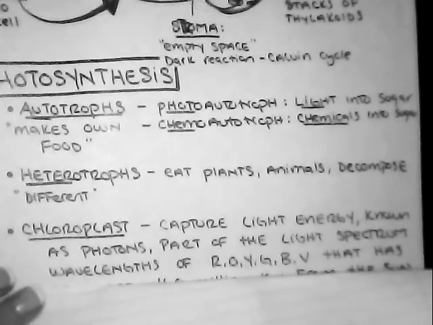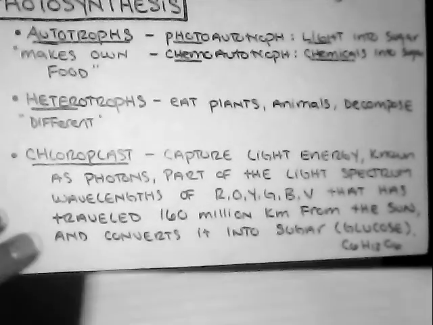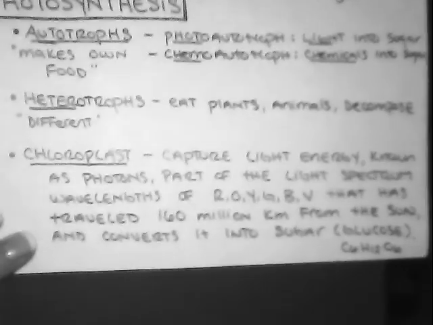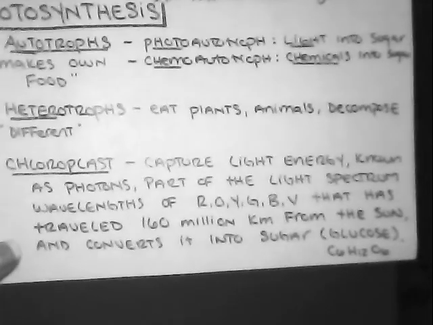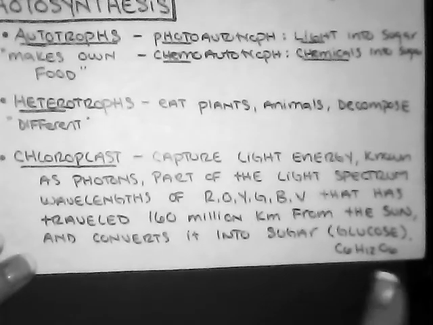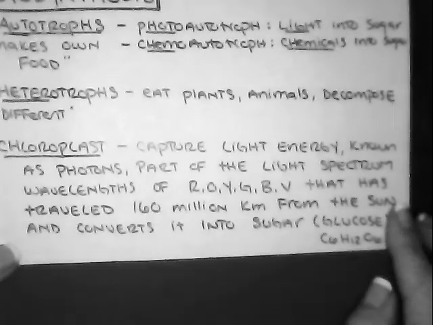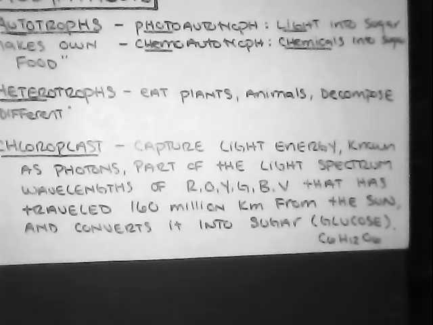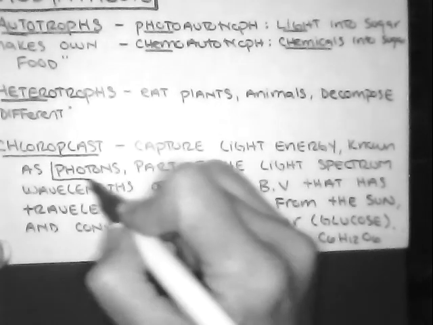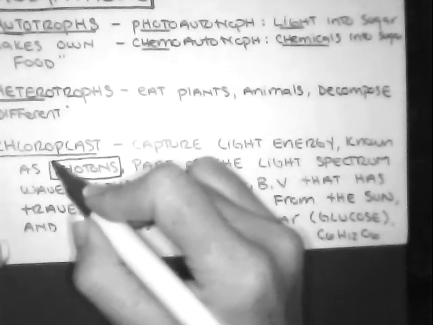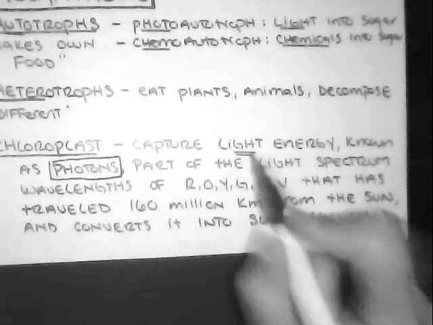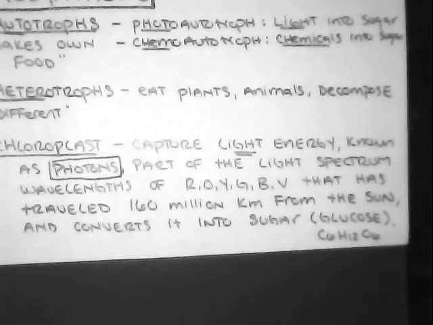Now, a chloroplast, for those of you that really want that definition, because that's just the way that you work. Here is your actual definition. A chloroplast is an organelle that will capture light energy known as photons. This is a new word that you do need to know. The actual light is known as photons, and it's part of the light spectrum of wavelengths, which is your ROY-G-BIV: red, orange, yellow, green, blue.